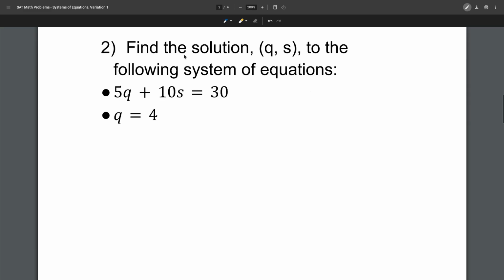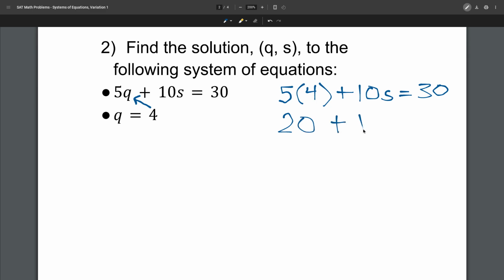All right, problem 2, we're finding the solution q, s to the following system of equations. We have 5q plus 10s equals 30 and q equals 4. So we want to take the value of q and put it right in here. So we're going to rewrite the top equation as 5 times 4 plus 10s equals 30. Okay, so 5 times 4 is 20. Plus 10s equals 30.